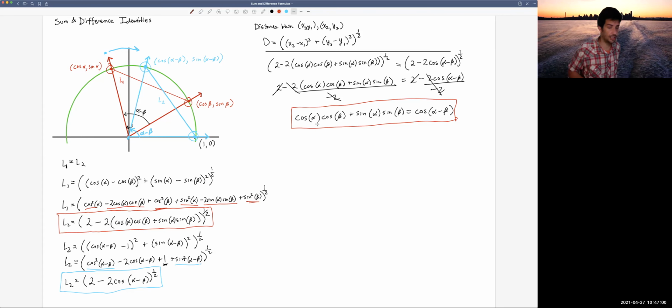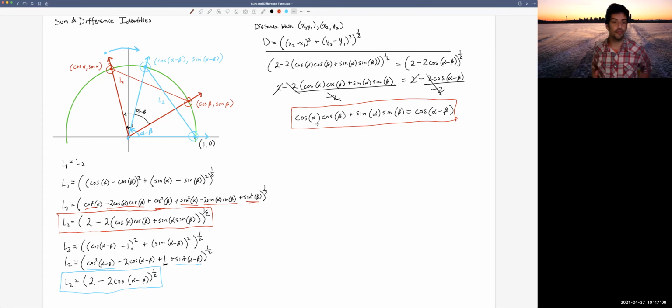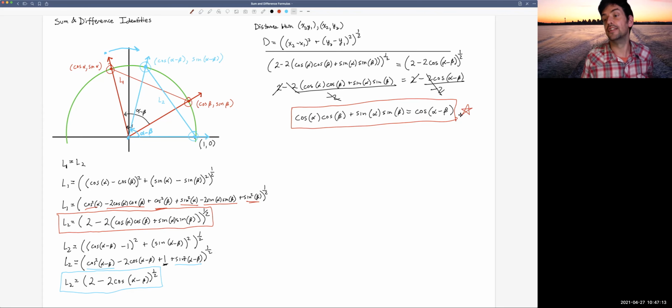There's some good algebra in here. We have to use our Pythagorean identity, so they're not invaluable. They're not without value. It's not without value to go through this process. But what's most important right now is that we have this identity and that we understand how to use it, which we'll do some examples of in just a moment.